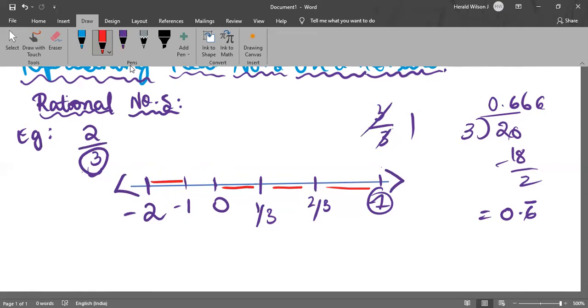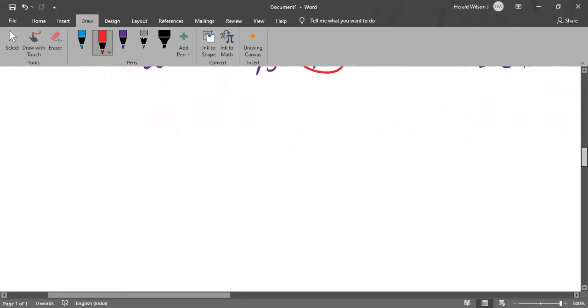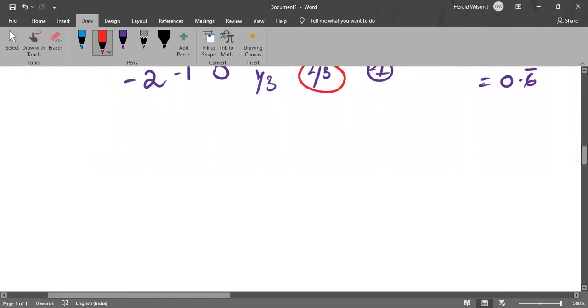How are we going to do that? By looking at the denominator, we know that there are 3 divisions. And how do you know that you have constructed 3 divisions? By looking at the space: between this number and this division we have one space, between this and this we have another space, between this and this we have another space. So we have 3 spaces. That helps us to know that there are 3 divisions. Now, as you see, we have got our 2 by 3 here, right? Over. Easy. Is it? Did you understand? I hope it's understandable. Let's do another example so that you will understand it better.